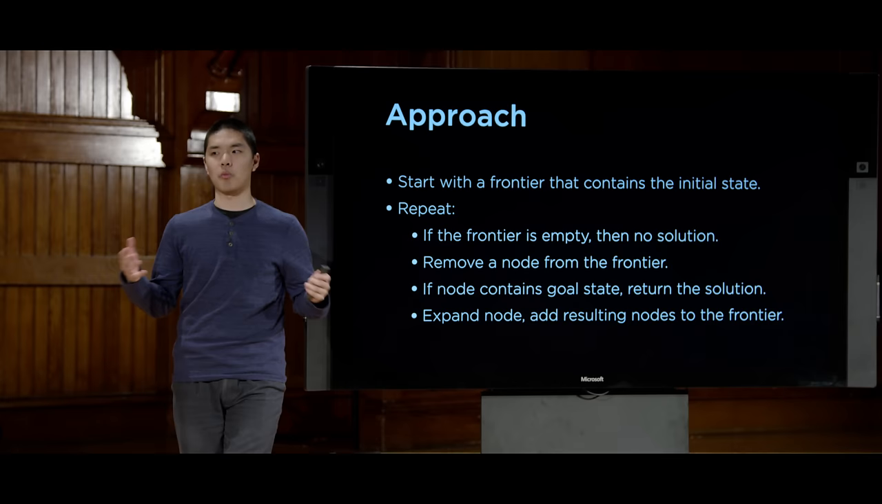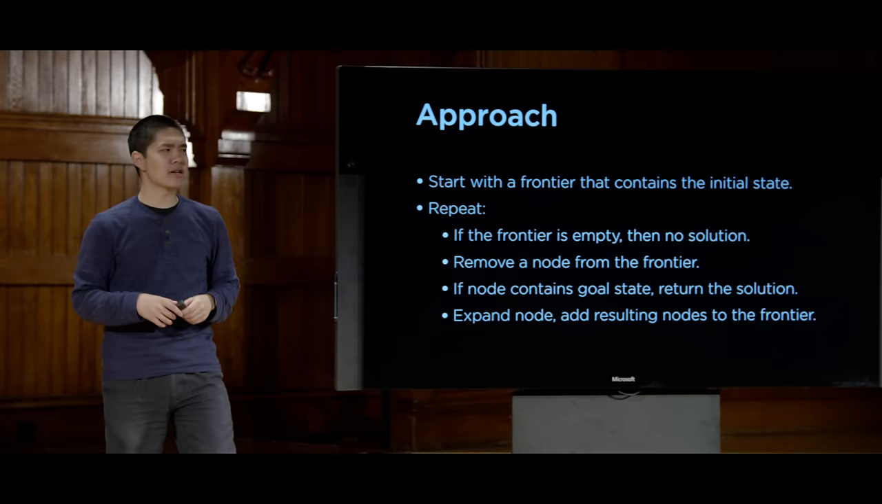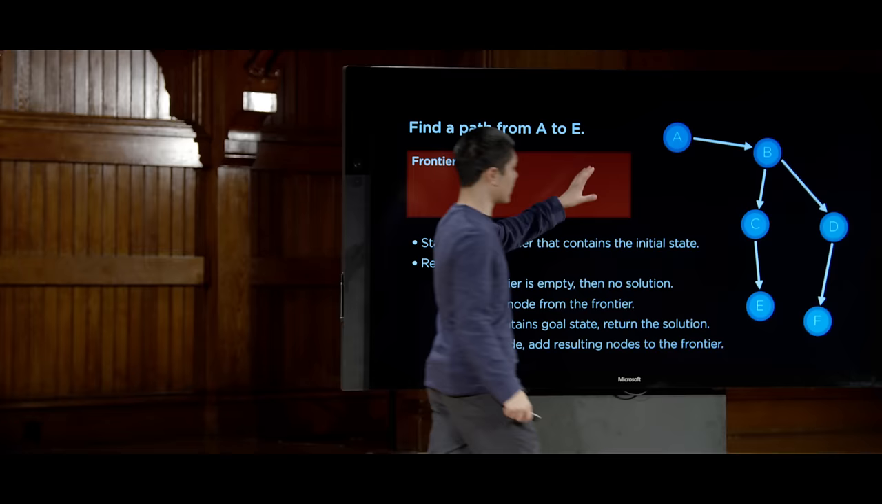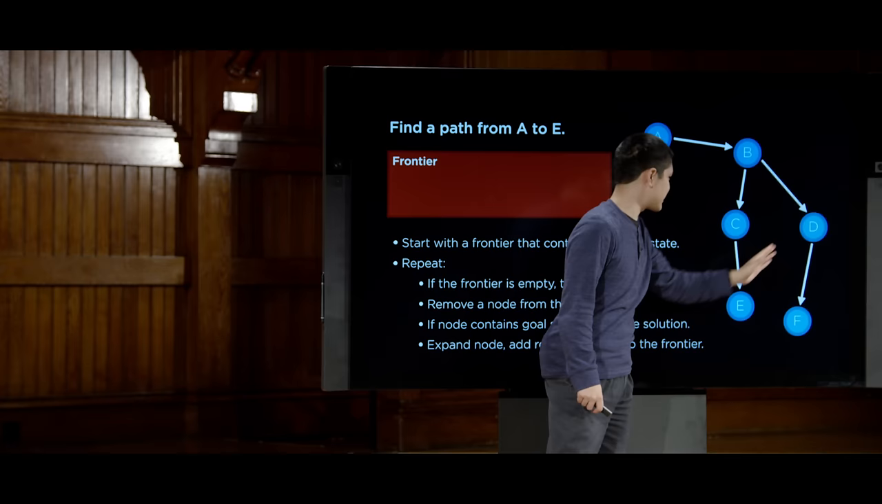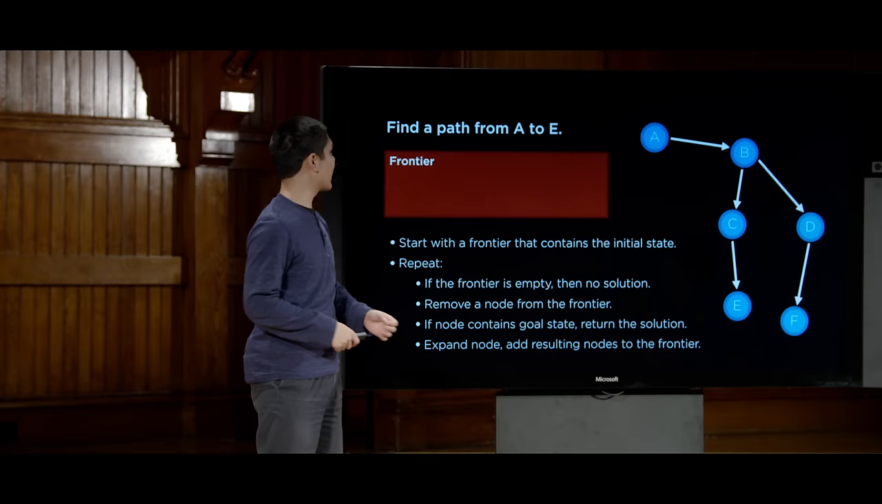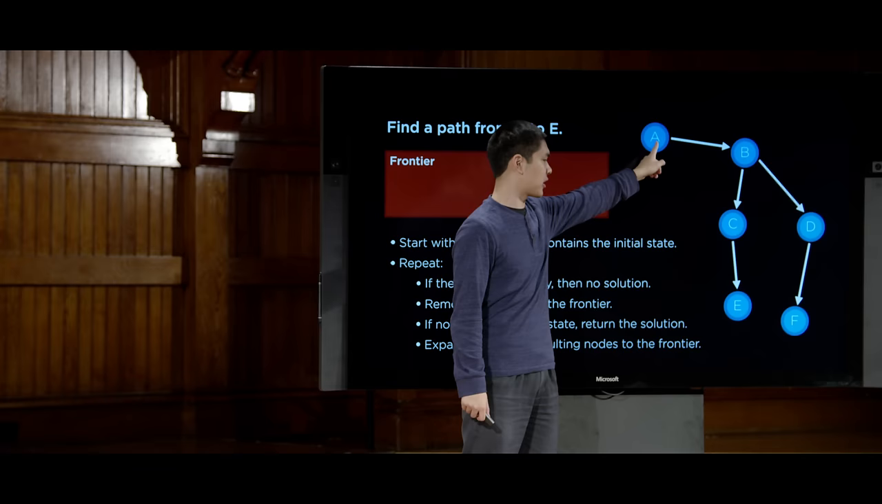So let's actually try and take this pseudocode, put it into practice by taking a look at an example of a sample search problem. So right here, I have a sample graph. A is connected to B via this action. B is connected to nodes C and D. C is connected to E. D is connected to F. And what I'd like to do is have my AI find a path from A to E. We want to get from this initial state to this goal state.